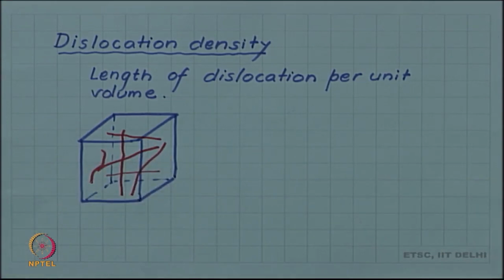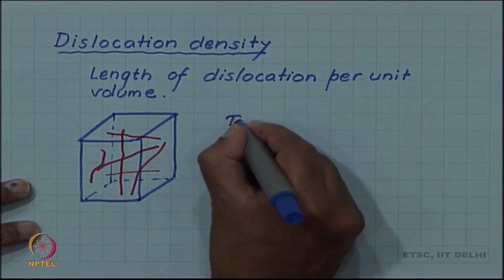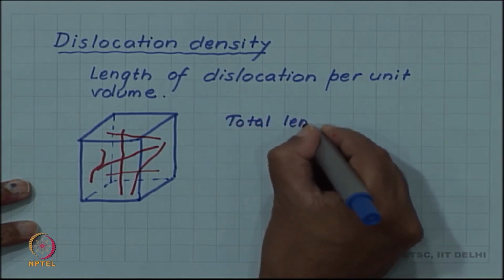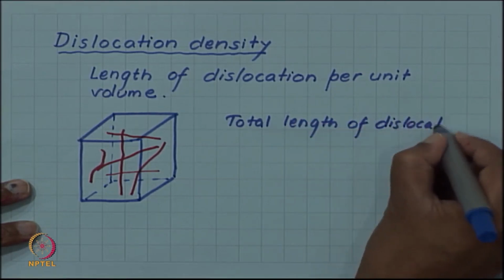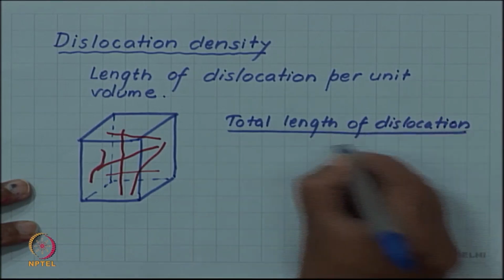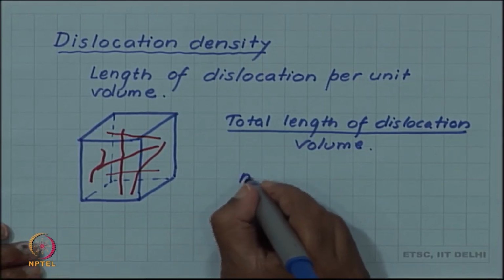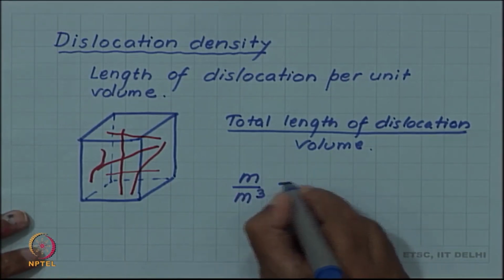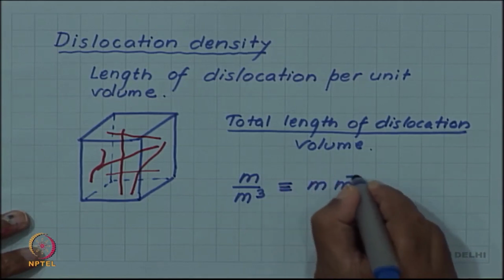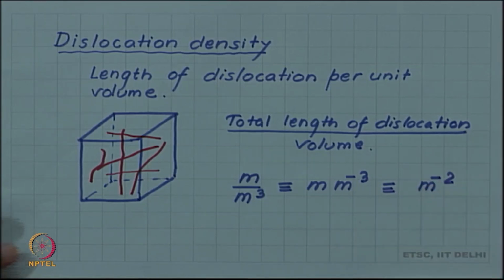And so on. So, the total length of dislocation line divided by the volume is called the dislocation density. Its unit of course will be meter divided by meter cube. So, sometimes it is written as meter per meter cube or sometimes even simply as per meter square, cancelling 1 meter from numerator and denominator, you can write it simply as per meter square.